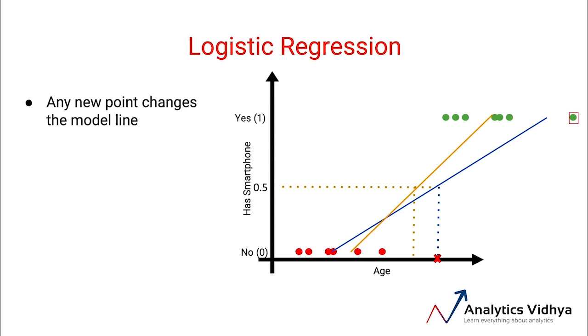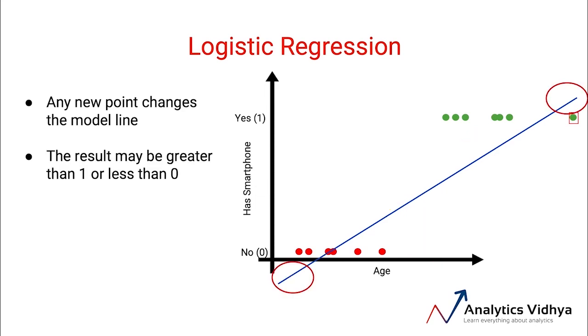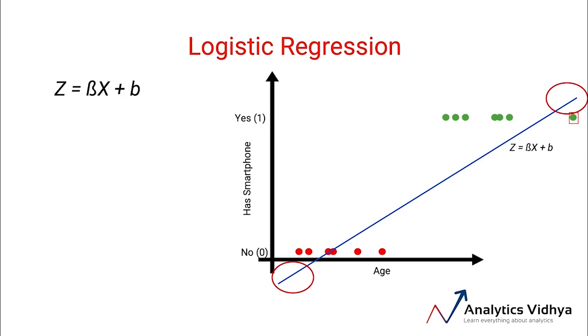So that's a problem. The other problem is that when you extend this line, it will inadvertently have values above 1 or below 0, which do not mean a lot in case of our classification problem. I don't know what values above 1 would mean or values below 0 would mean. So it's not a natural extension of the linear regression, and there are challenges with interpreting this model at the extremes. So that is where logistic regression comes in.